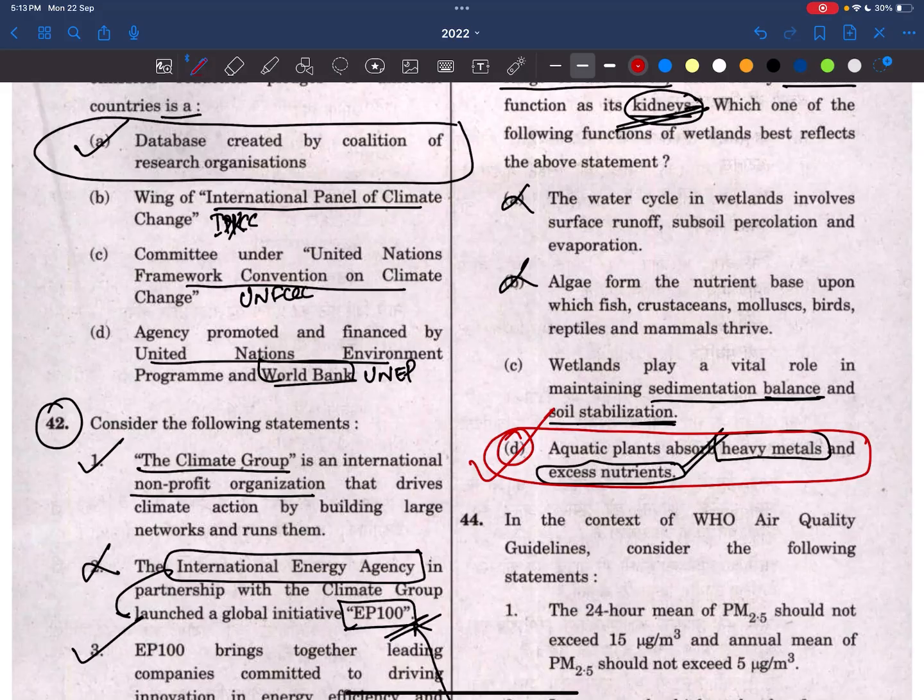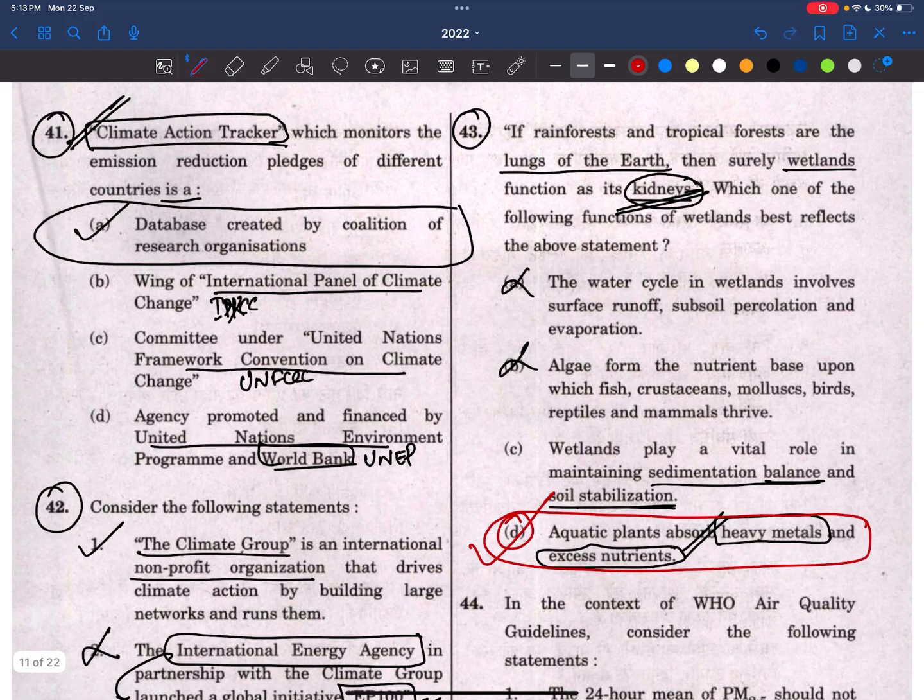This is an application-based question. Directly, he could have asked how important or significant wetlands are in the purification of contaminants. Okay, indirectly he has asked that rainforests are lungs and wetlands are kidneys, and in which way these wetlands function as kidneys.